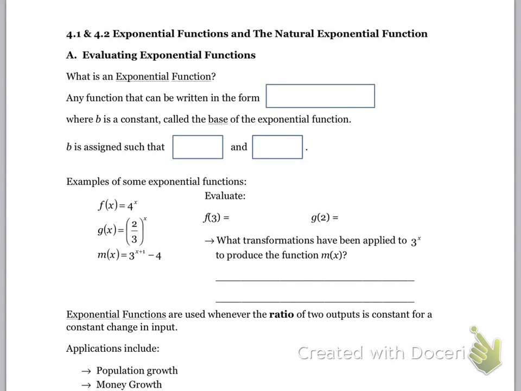Exponential and the natural exponential functions. Okay, so what is an exponential function? It's any function that can be written in the form y equals b to the x.